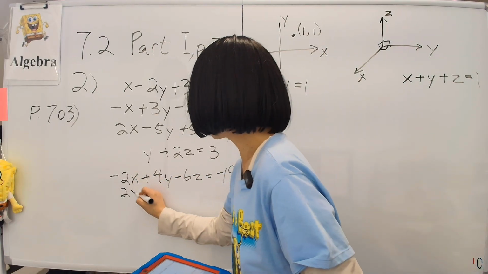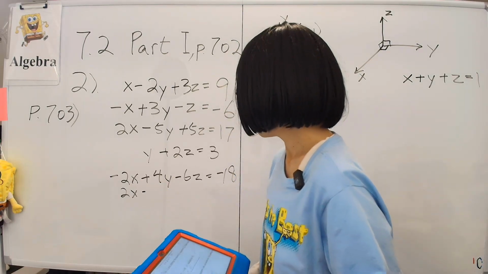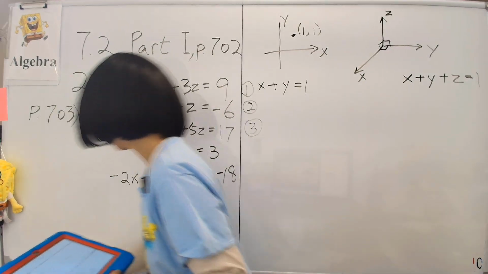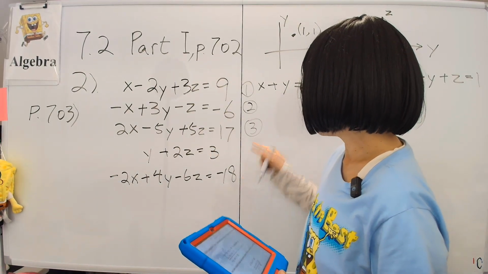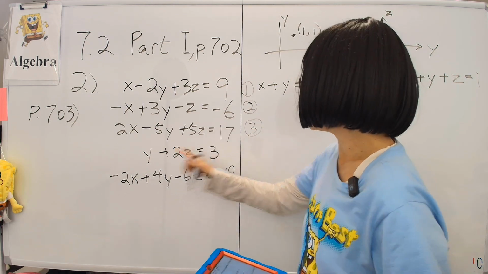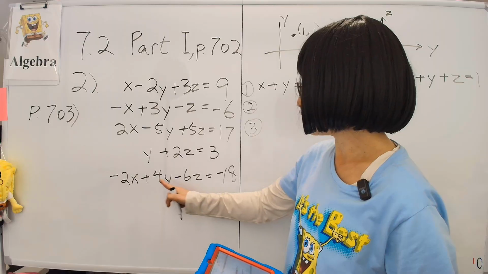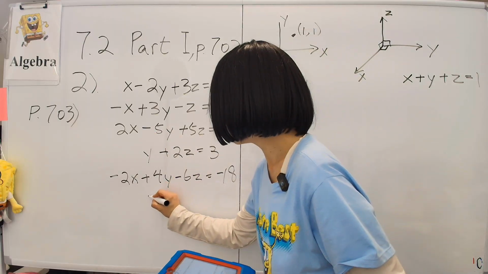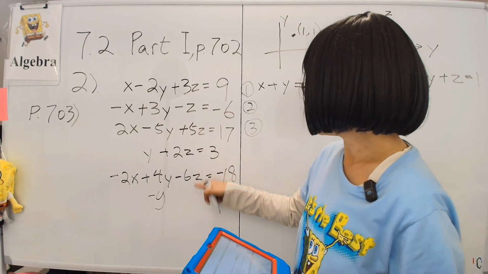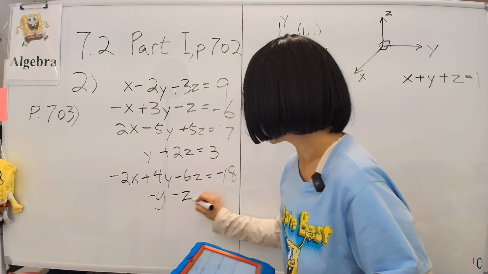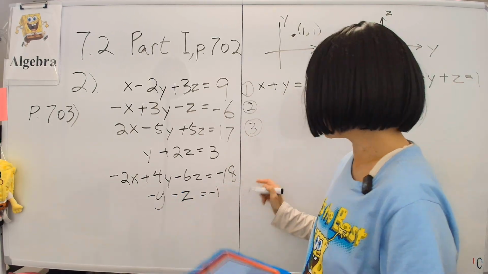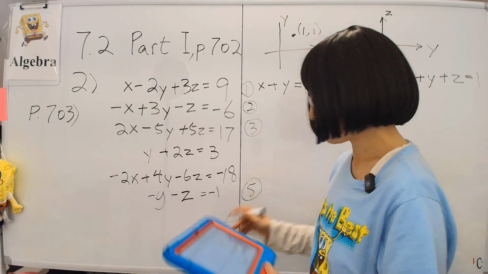Then I'm not going to copy down equation 3, I'm just going to add them together so that we don't do so much writing. Adding this equation to equation 3, the 2x and minus 2x cancel out. Plus 4 minus 1 is minus y, minus 6 plus 5 is minus z, and then the right side becomes minus 1. So far so good, and we'll call this equation 5.